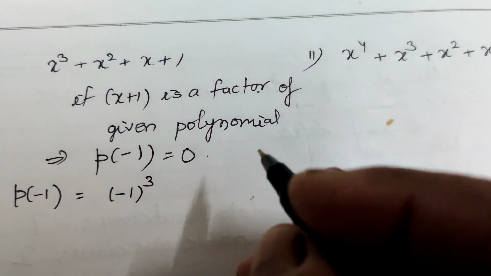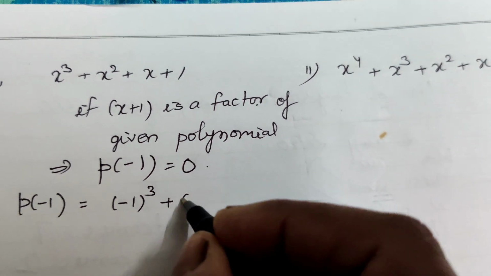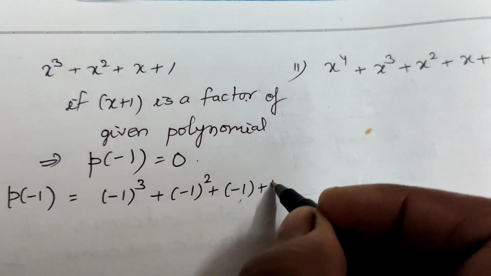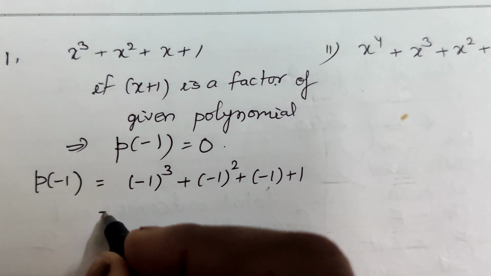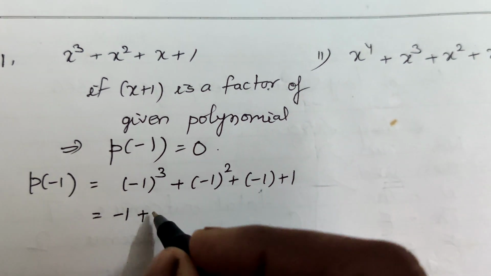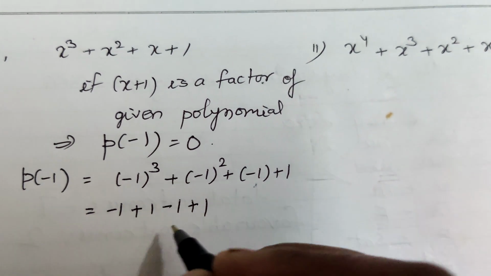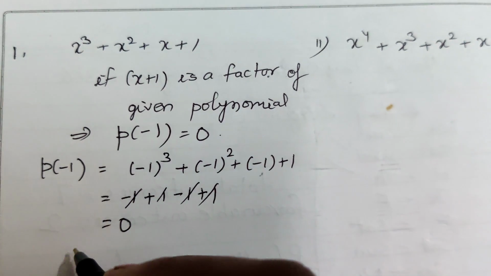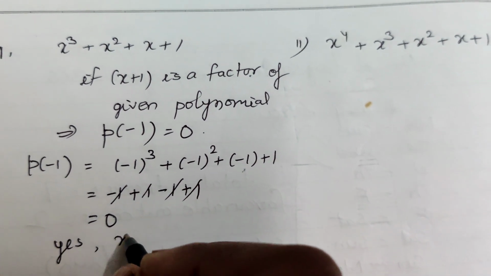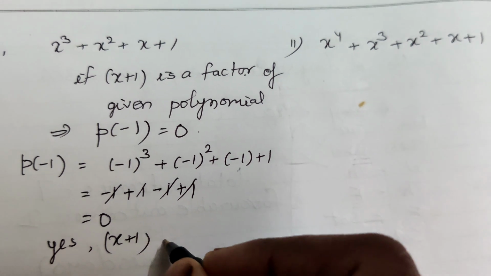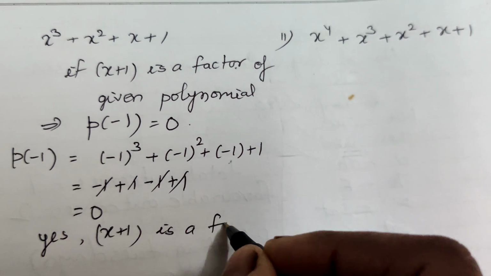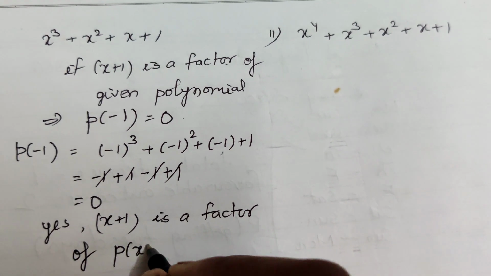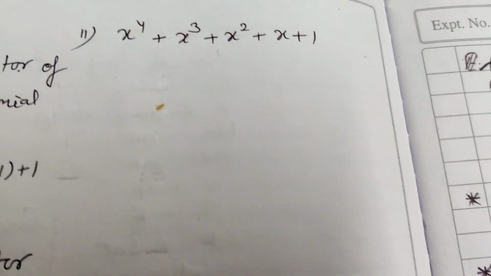Put the value of x. Minus 1 cube is minus 1, plus 1, minus 1, plus 1. Cancel, we get 0. It means yes, x plus 1 is a factor of the given polynomial.